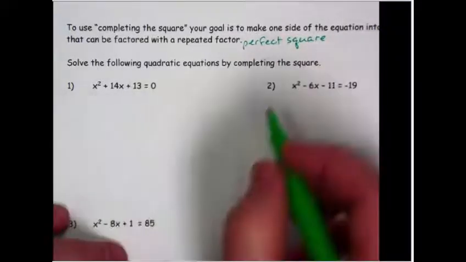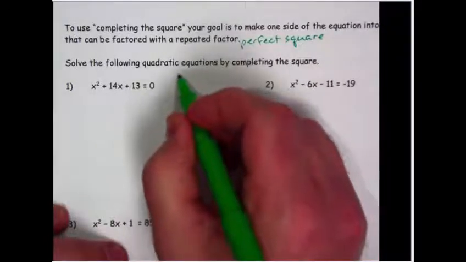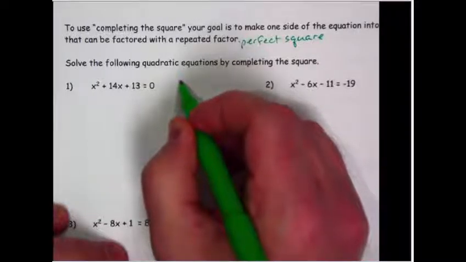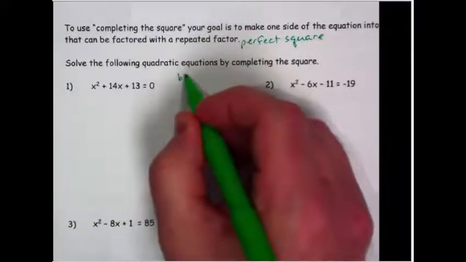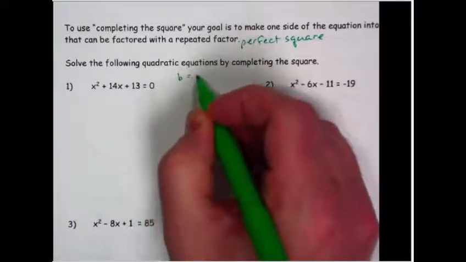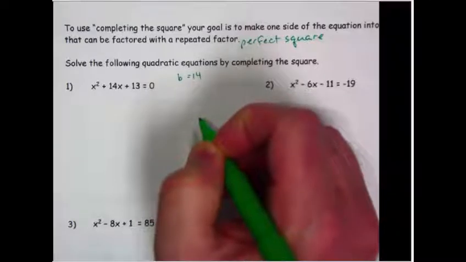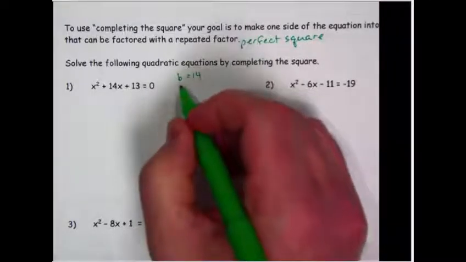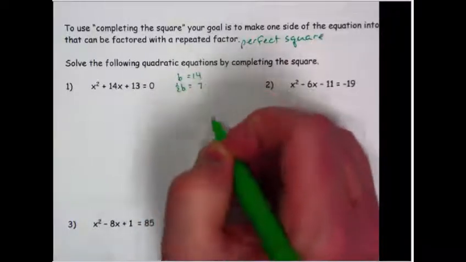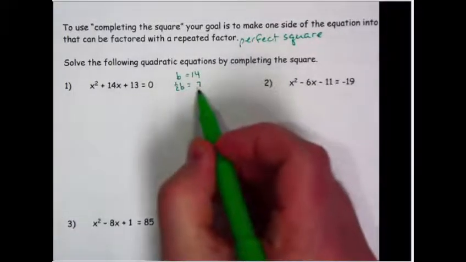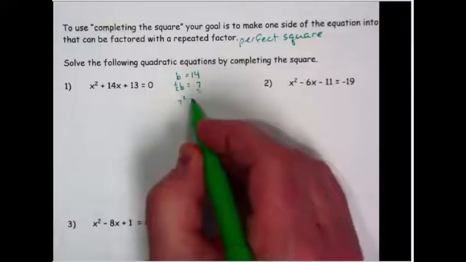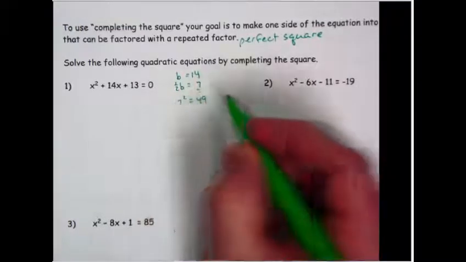So what I'm going to do is a process where I ask you to figure out what is A, B, and C. Well, we'll do that later actually. Specifically right now, I want to know the B value. Okay, the B value in this case is equal to 14. Now if you notice from the video, we're going to cut that B value in half. So I'm going to do half of B, which in this case is 7. Now, since this process is called completing the square, I'm going to square that number. And 7 squared is equal to 49.